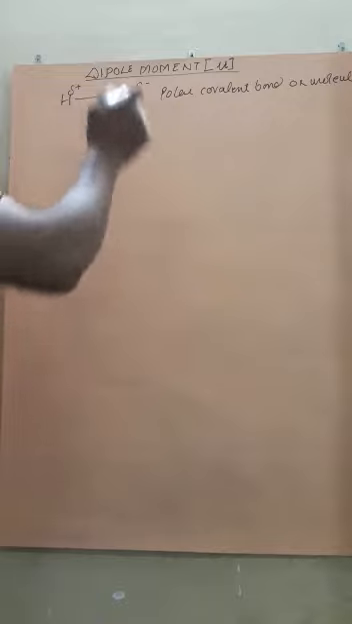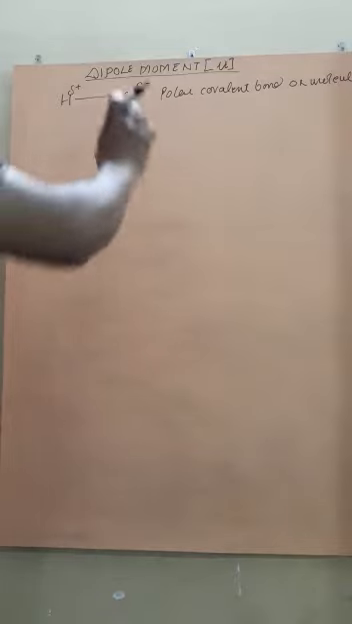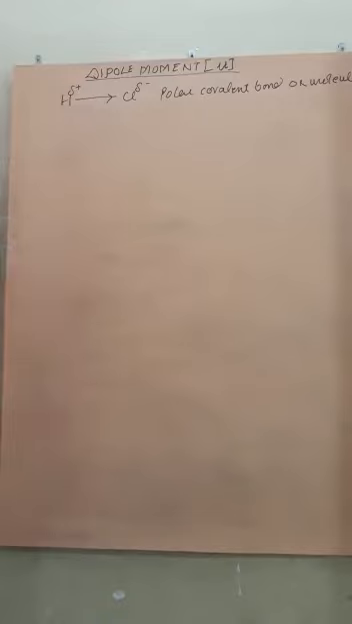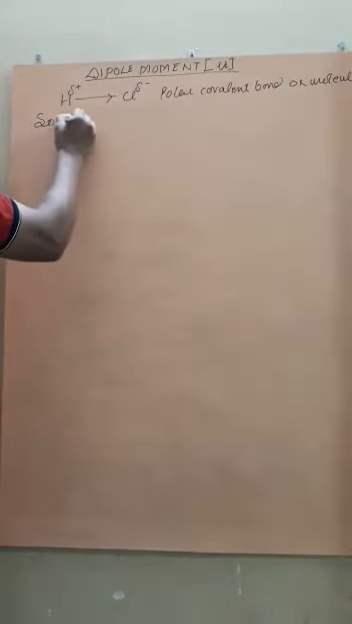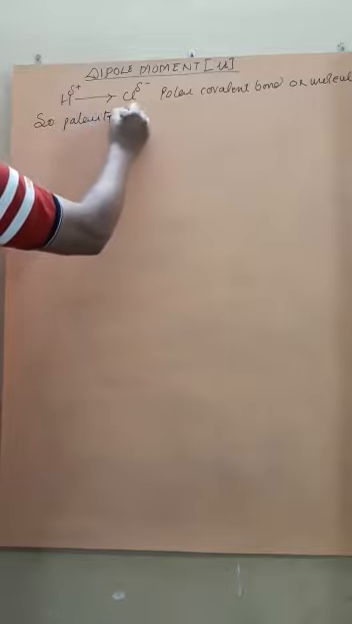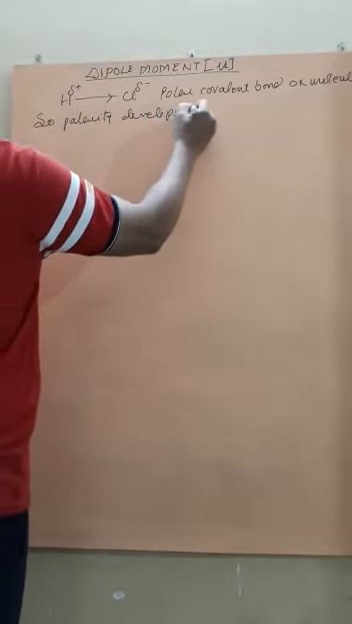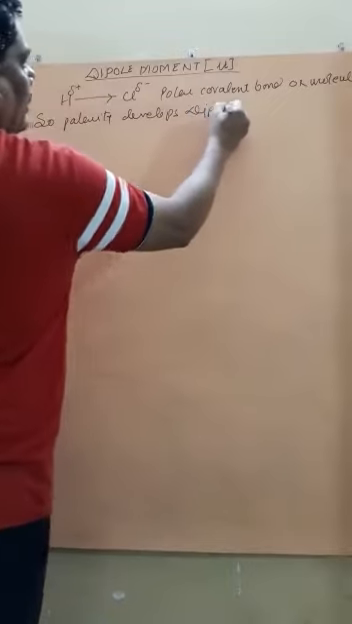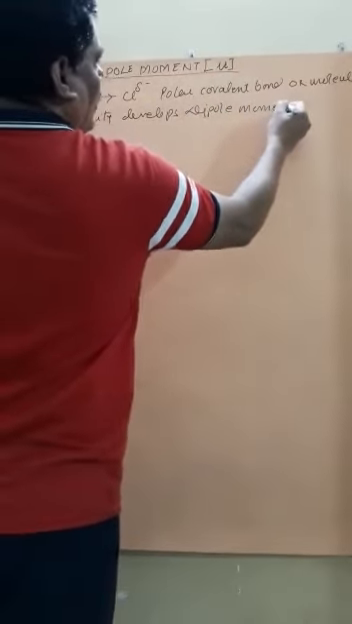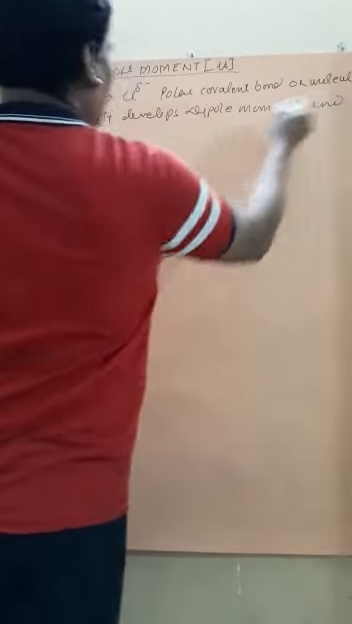Now how much the electron is getting shifted, that is the magnitude, will depend on the electronegativity difference between the two combining atoms. The greater the electronegativity difference, the greater the magnitude of shifting of the bond pair. Okay, so polarity develops what? Dipole moment. Dipole moment.